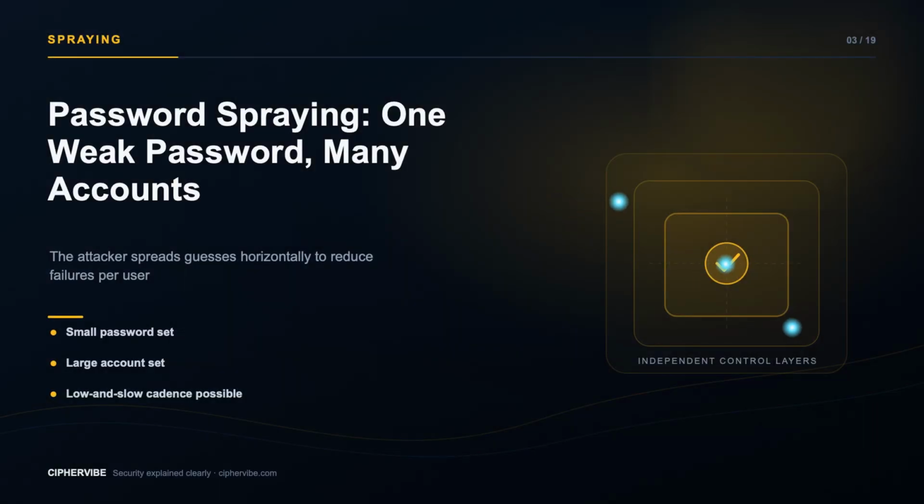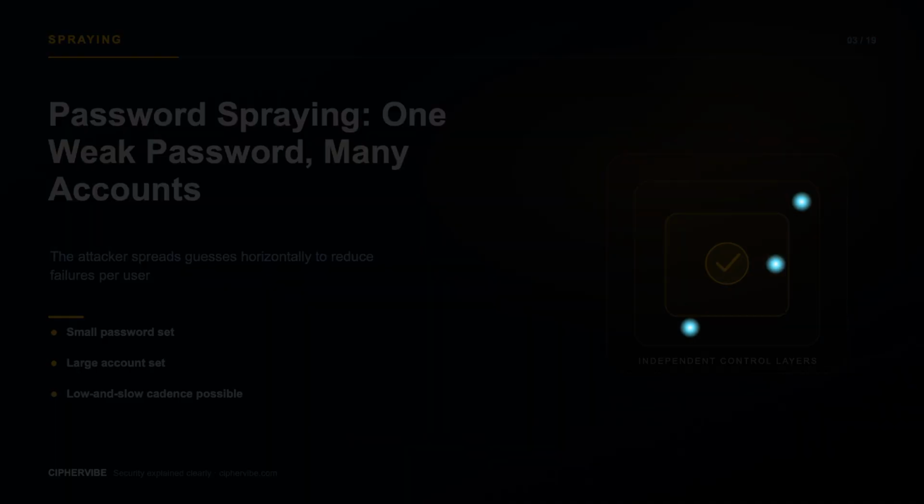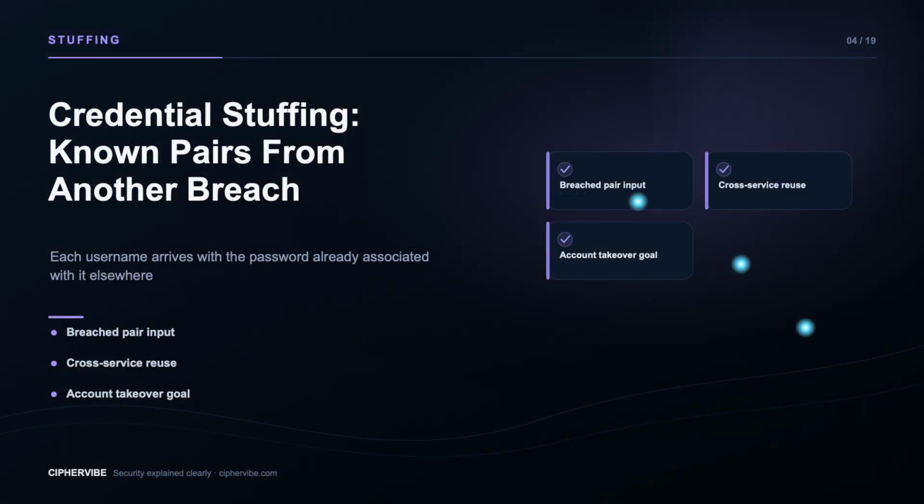Password spraying tests one password or a very small set of common passwords against many accounts. The campaign spreads guesses horizontally, so each account sees relatively few failures. MITRE tracks this as password spraying, subtechnique T1110.003.